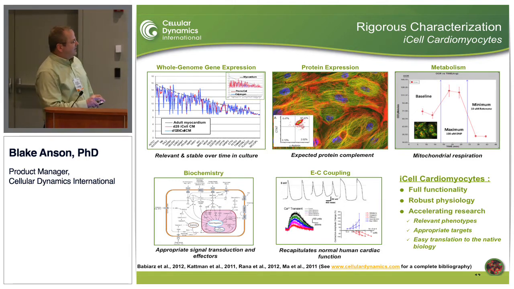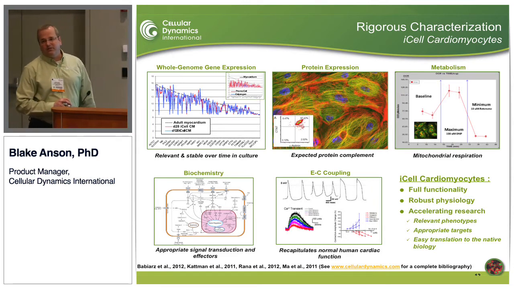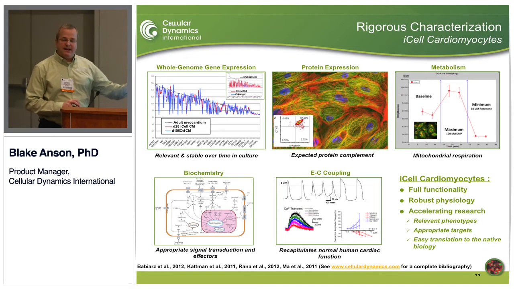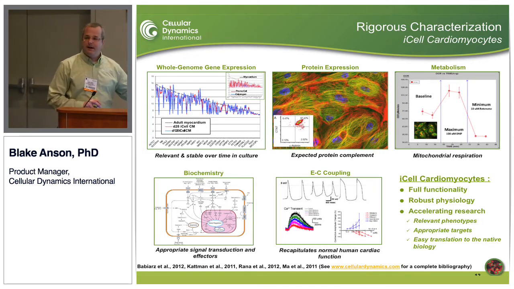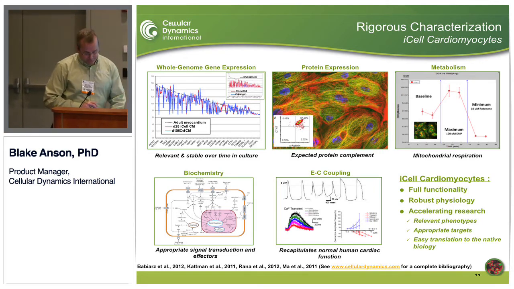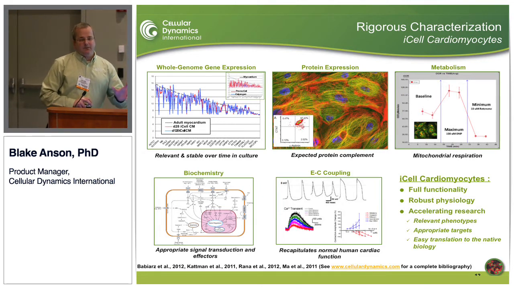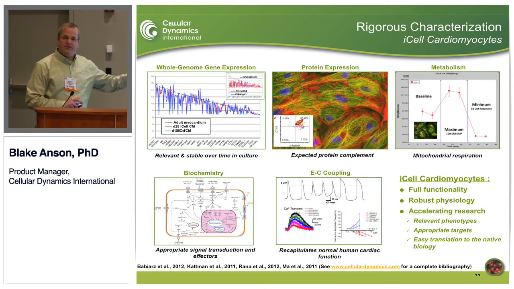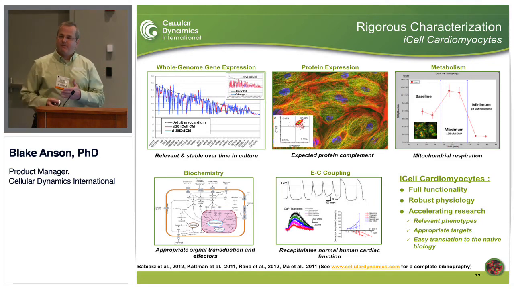And really what this does is this then accelerates your research, because it gives you the relevant phenotypes, the appropriate targets, and an easier translation to the native biology, to the in vivo biology. Now, the Micelle samples that come in, we can't characterize them to this extent because this is one cell line versus the thousands of cell lines, but they're all made through the same process. So the ending cell that you have come out is all subjected to the same treatment, and you ultimately end up with the cell that still provides that relevant phenotype.